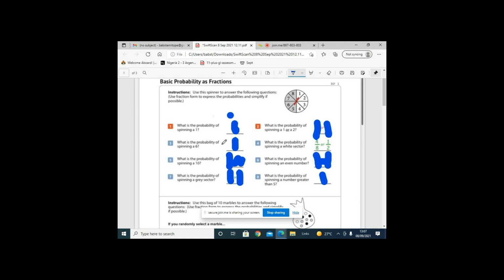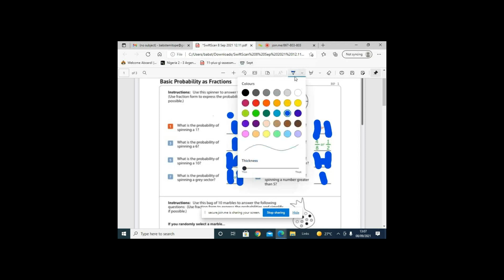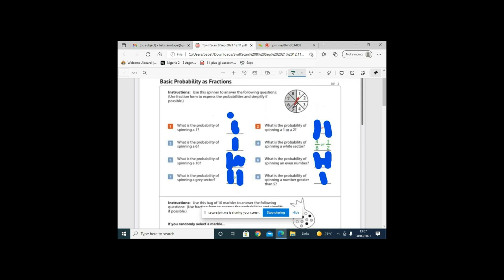To answer the following questions: if you roll this thing once, what's the probability that it is going to land on 1? Only one of the eight outcomes is a 1. So it's going to be 1 out of 8.